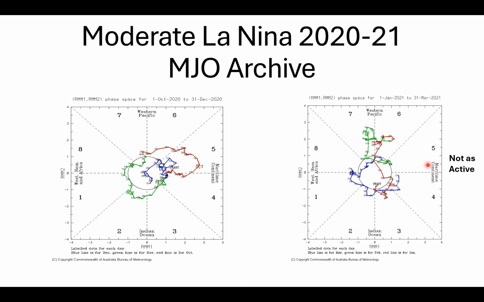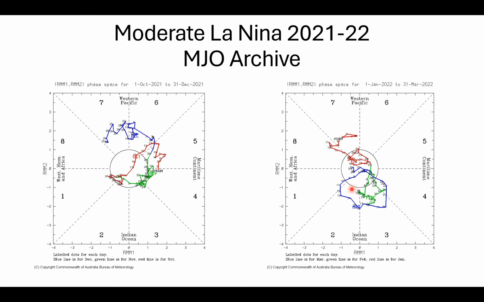Over here on the right, January to March 2021, not as active. I mean, February, this green line, got a little bit more active across the Western Pacific with the MJO, but then it kind of worked its way back in towards the center. March was closer to the inner small circle here, January as well. So this wasn't a very active moderate La Nina MJO situation in 2021.